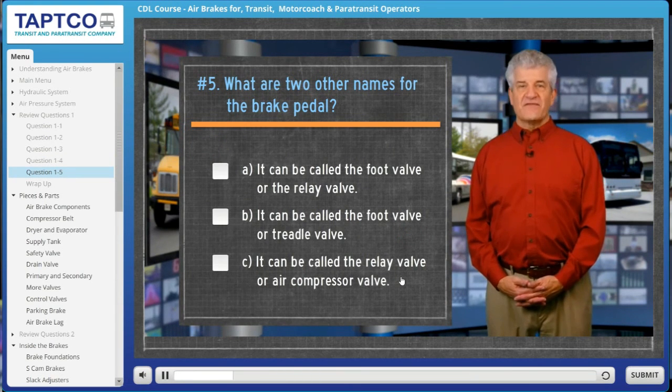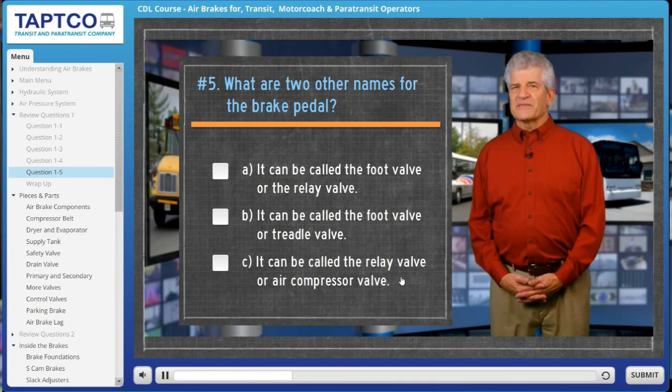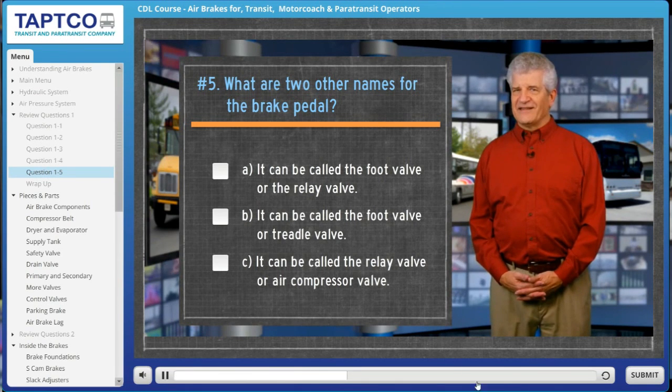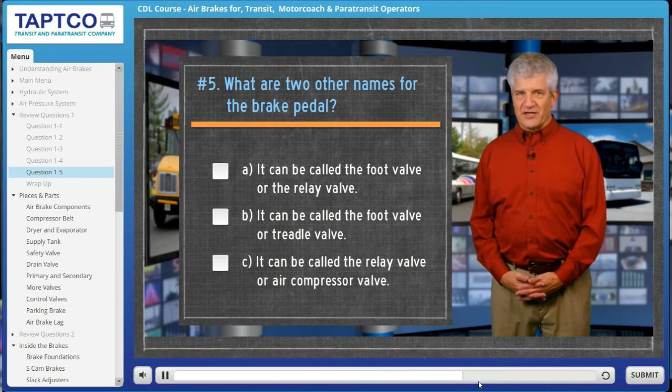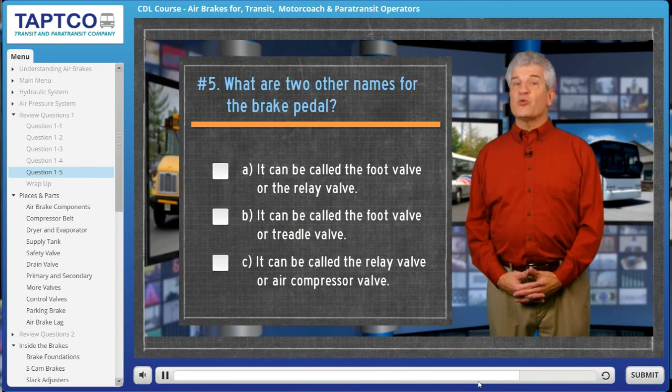And finally, question number 5. What are 2 other names for the brake pedal? Remember that with hydraulic brakes, the pedal pushes a piston in the master cylinder, but with air brakes, the pedal opens a valve.